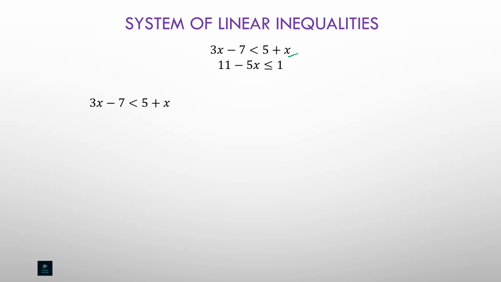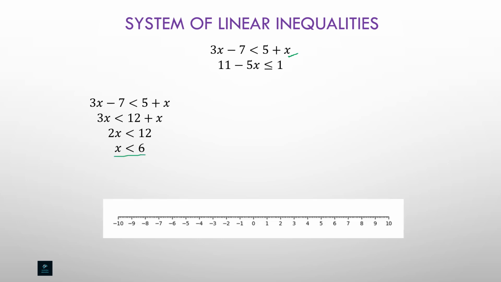For the first inequality, we have 3x minus 7 is less than 5 plus x. We add 7 to both sides and we get 3x less than 12 plus x. Then we subtract x from both sides and we get 2x is less than 12. And then we divide both sides by 2 and we get x less than 6. On a number line, this is represented by all the numbers to the left of number 6. Similarly, for the second inequality, we have 11 minus 5x is less than or equal to 1.